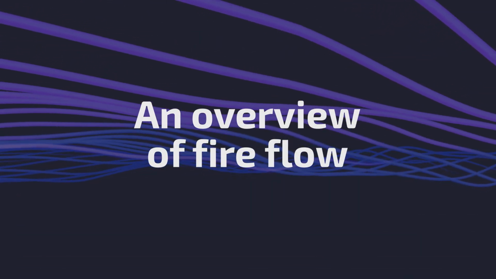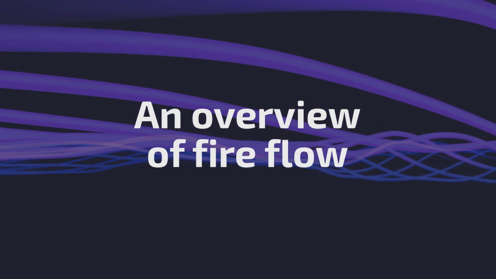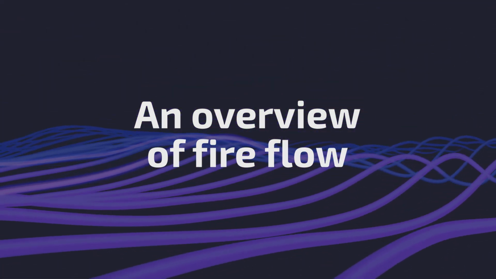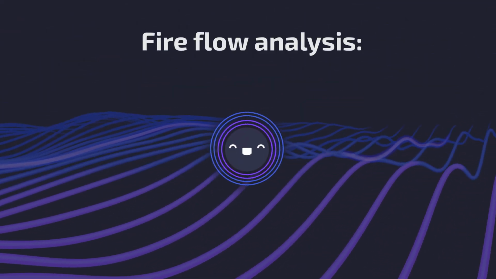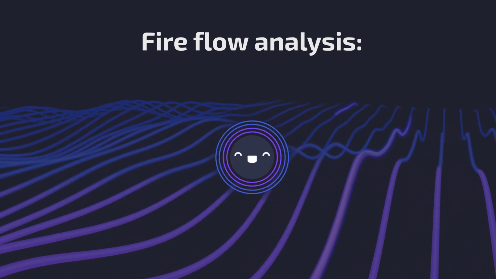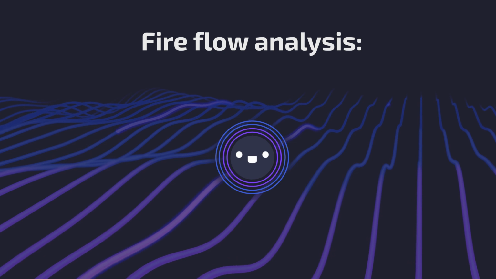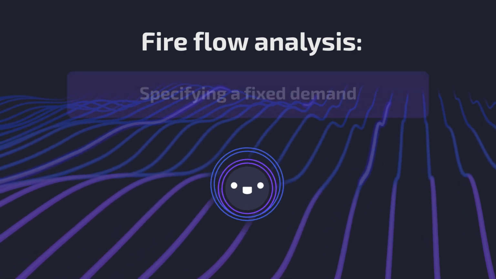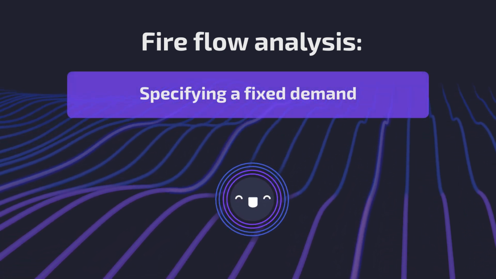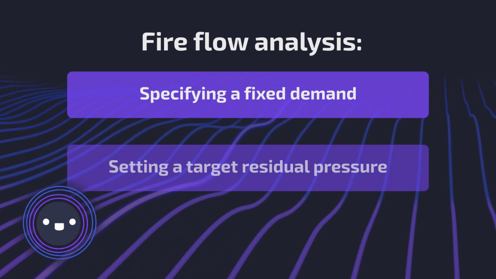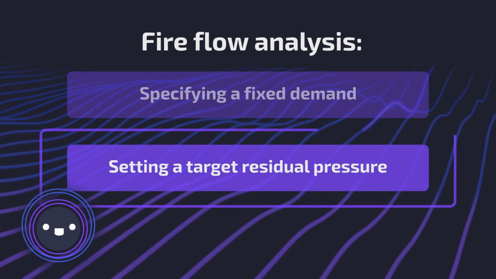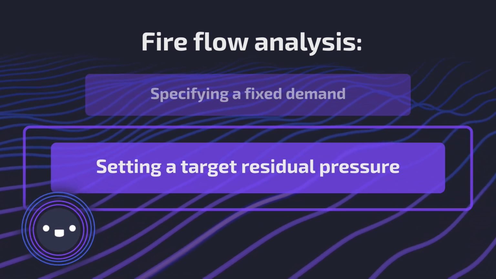A fire flow analysis is necessary to evaluate a network's ability to support firefighting operations. It determines whether the system can provide sufficient flow rates while maintaining the required pressure. This can be achieved in a number of ways, including assessing the network pressures when a specific flow rate is applied, or assessing the maximum flow at a set pressure, the method we'll cover in today's tutorial.